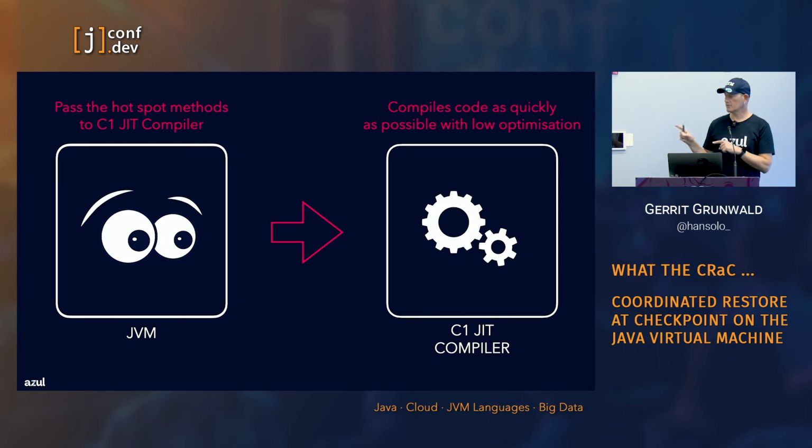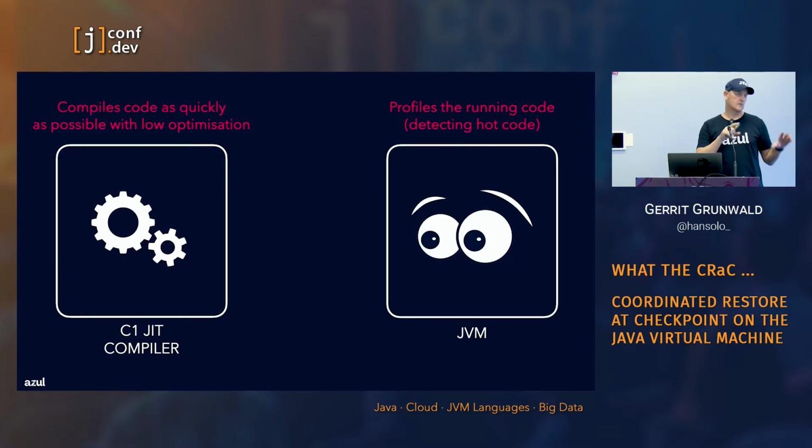And the C1 compiler, I told you, it's hard to read. It compiles the code very fast without a lot of optimizations. And the reason for that is, I told you already, it's the formerly known client compiler. If you have something like IntelliJ or NetBeans or Eclipse, this is Java. And if you double-click the icon, you would like to start it up as fast as possible, right? So that's the reason why this is the formerly known client compiler. Startup should be fast. Compile fast, low optimization.